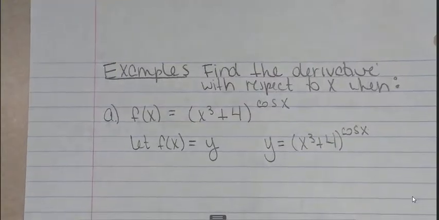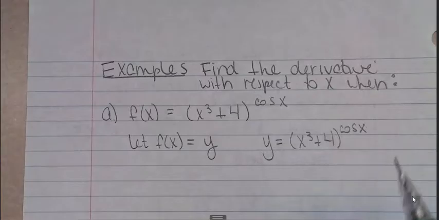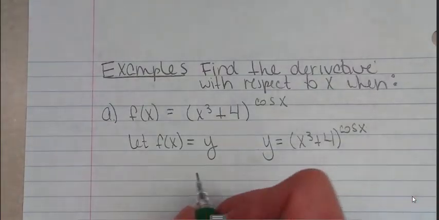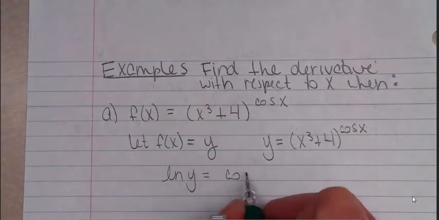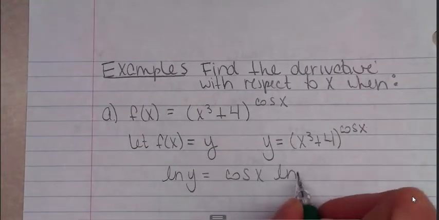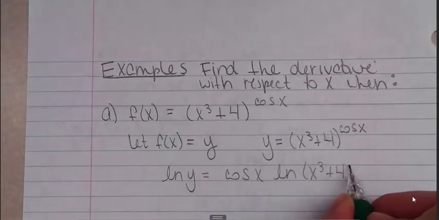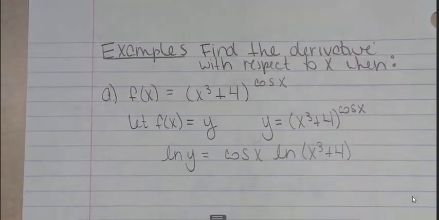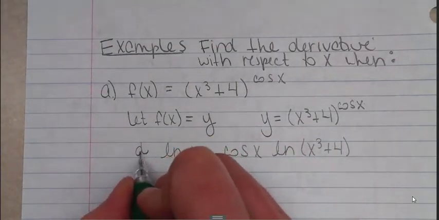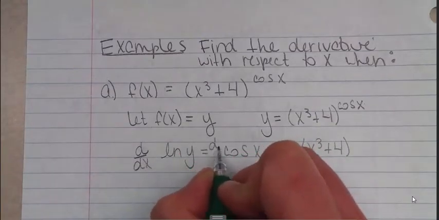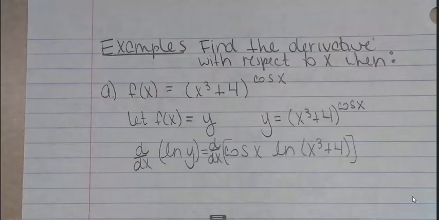So now, instead of dealing with this exponent, I'm going to bring it down. And the way I'm going to do that is by taking the ln of both sides. So I get ln of y equals cosine x times ln of x cubed plus 4. Now I want to go through and take the derivative of both sides with respect to x. So that side and this side.